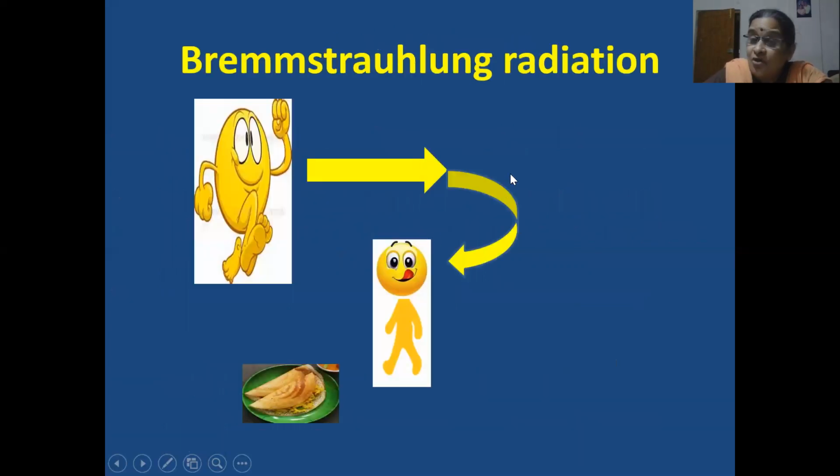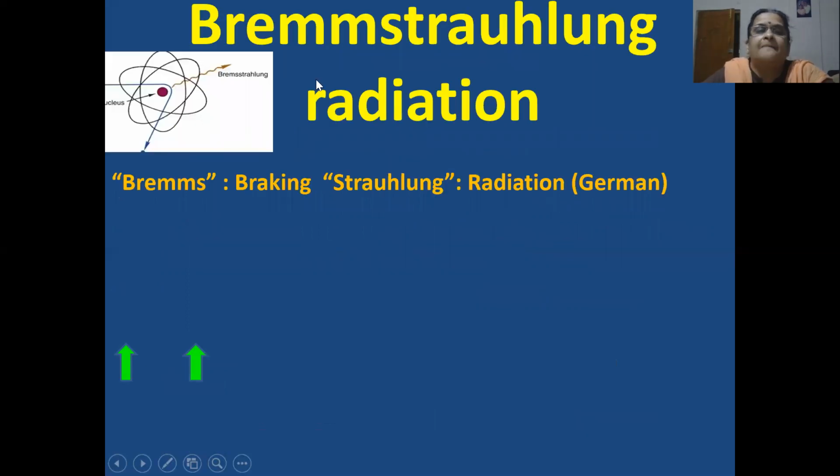Now about the Bremsstrahlung radiation, where there is a diversion of the path of the charged particle because of the interaction with what we are going to see here. The Bremsstrahlung radiation: Brems means braking and Strahlung means radiation. These are German words.